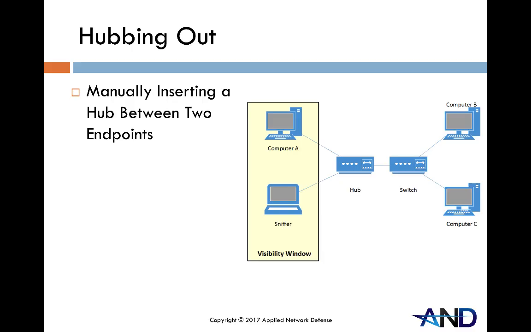So what that's going to do is put us in the same broadcast domain as computer A. So everything it sends will be blasted to every port on the hub, and we just happen to be plugged into that same hub. So we'll be able to intercept all the traffic in that way. So it's very easy, really the same concept as a tap in that regard, in that it gives us the visibility we need.